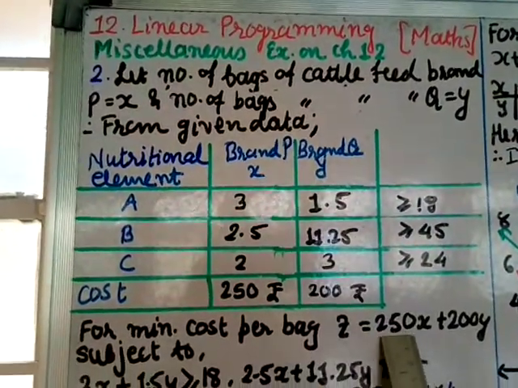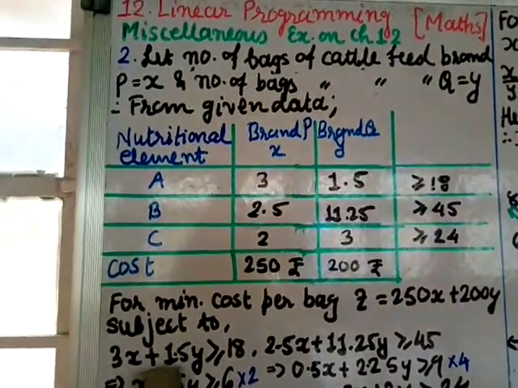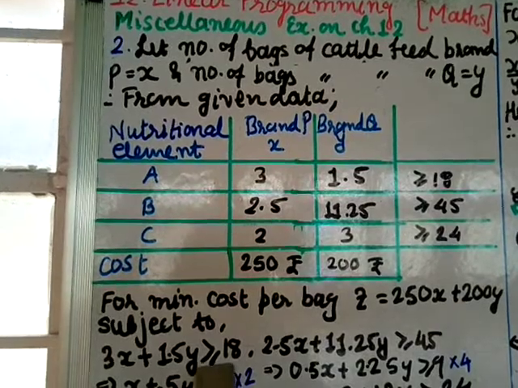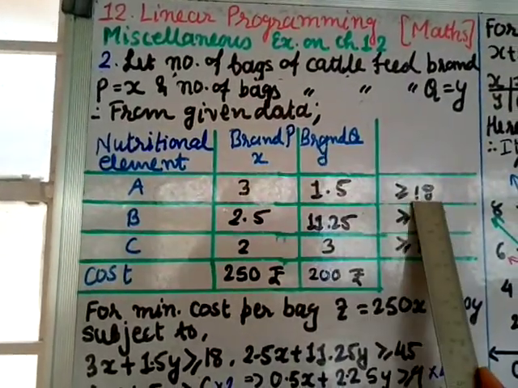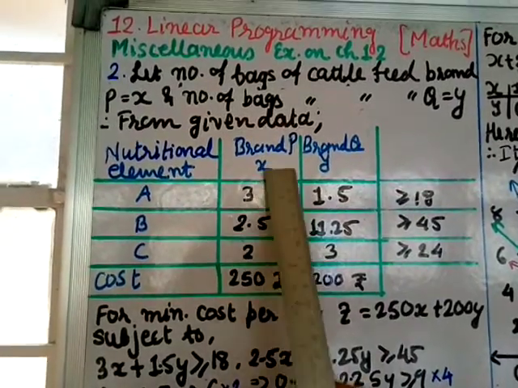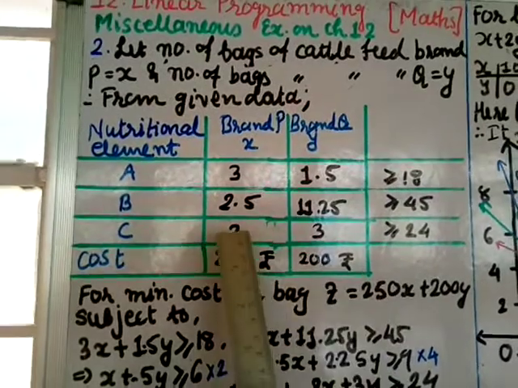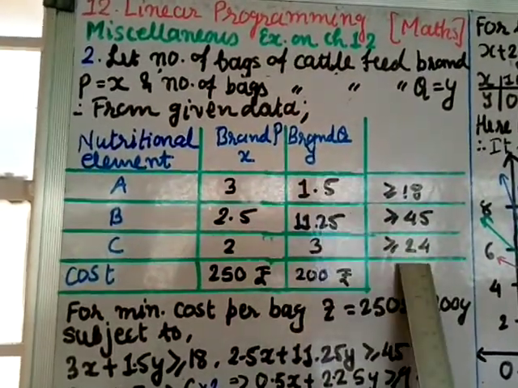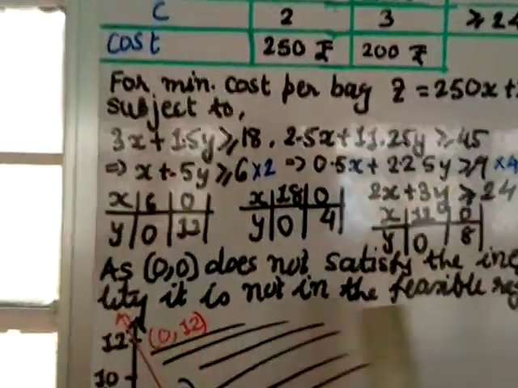This you have to minimize, 250x plus 200y, subject to the conditions 3x plus 1.5y greater than or equal to 18. Then 2.5x plus 11.25y greater than or equal to 45. And 2x plus 3y greater than or equal to 24. I have written them here. Okay, now we find the points.